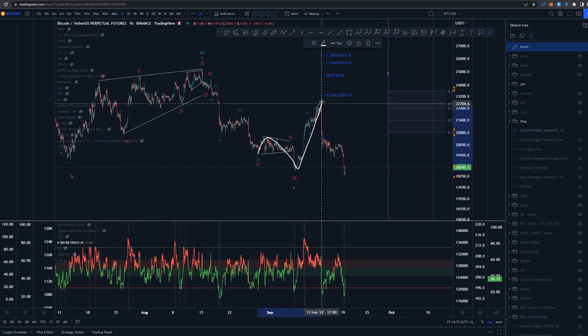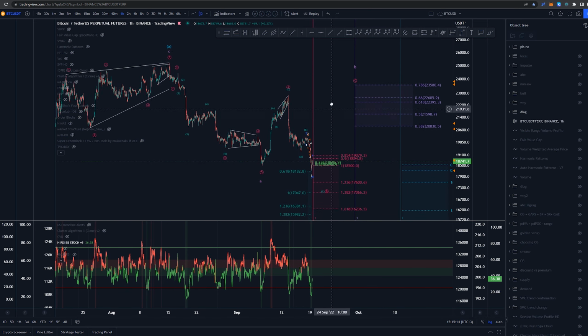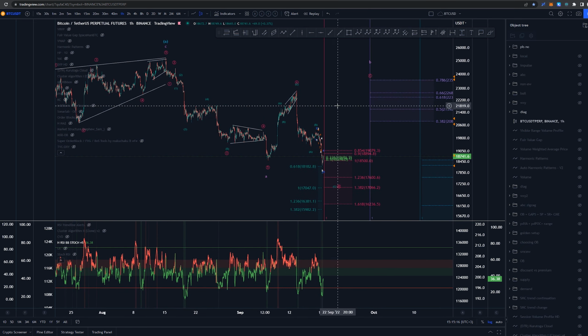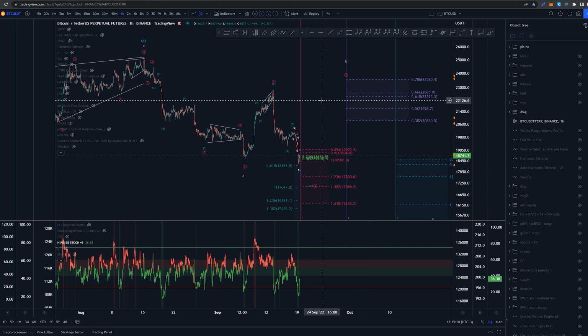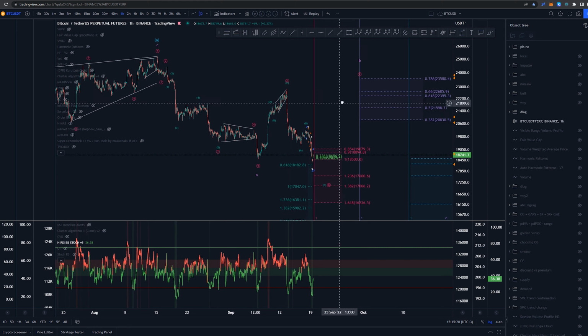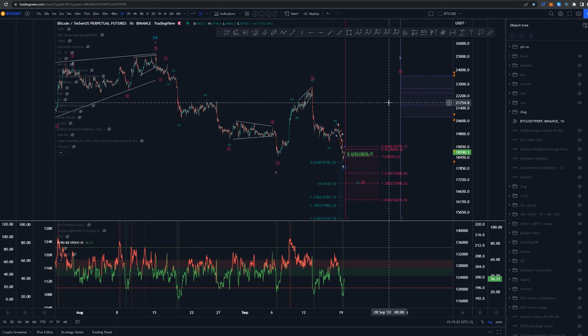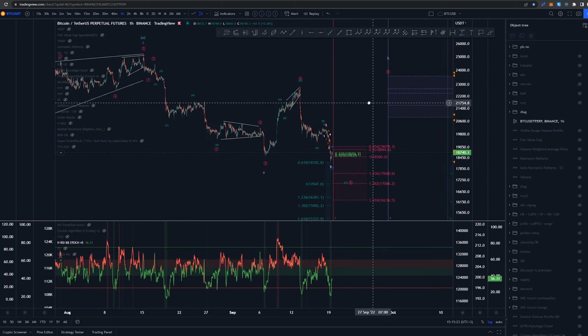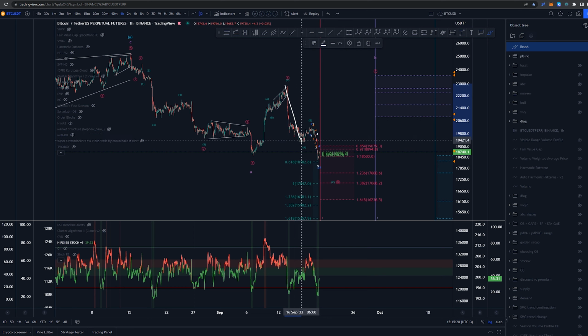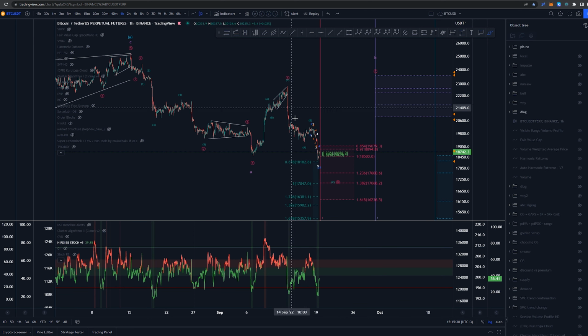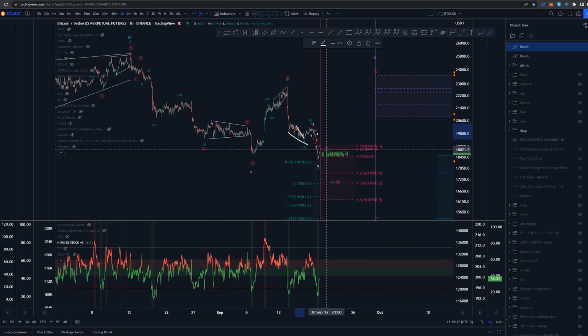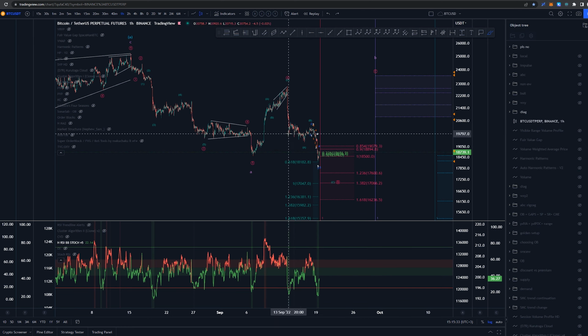Now I have this count called "please no," because it is very much a structure that I wouldn't like to see. In this one, we are utilizing this ABC here as an A wave. Then we would be looking for a downward movement of this ABC, having this as a 5-wave structure coming down with an ending diagonal that I've shown you before. And then we would be looking for this very small structure here as an ABC.